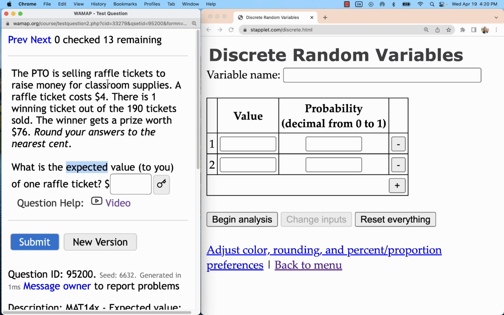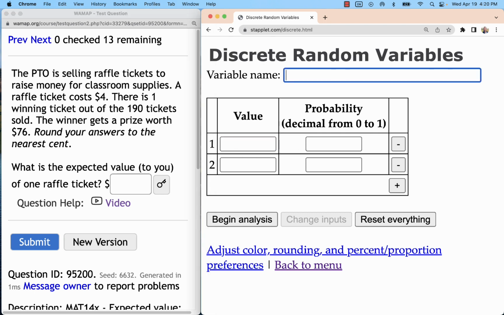With raffles, you could actually equate it to averaging out every participant's profit. Many people lose money. One or a small number of people win money. Averaging it all out would be the same as the expected value. But instead of counting how many people, we're using probability instead.